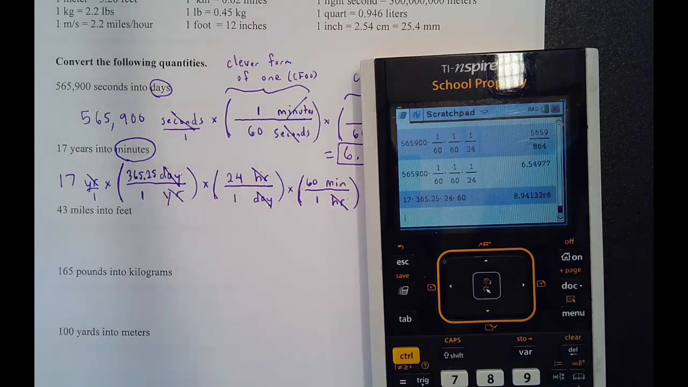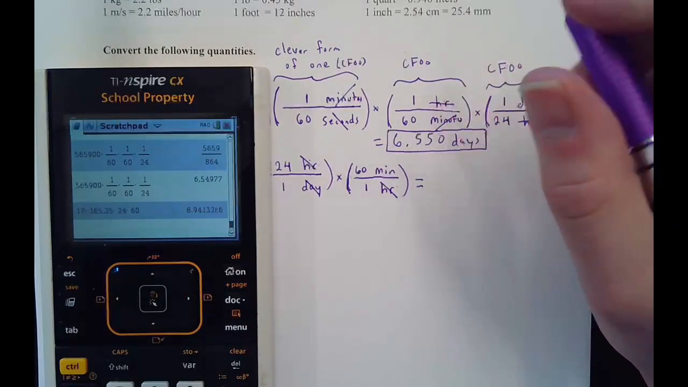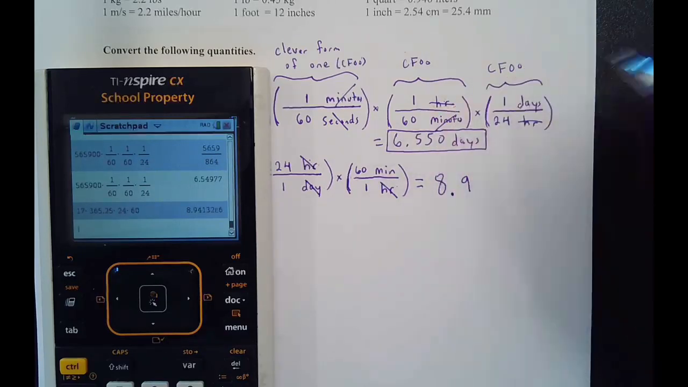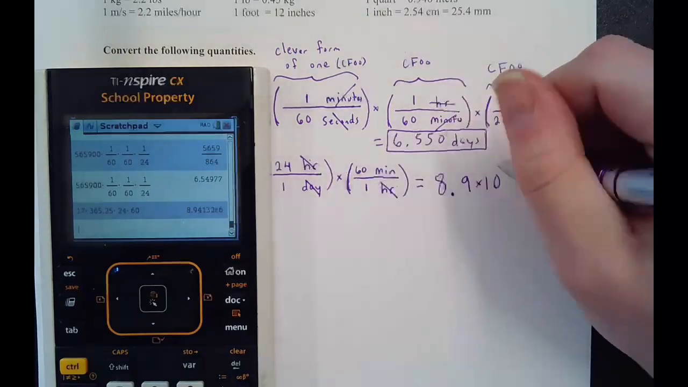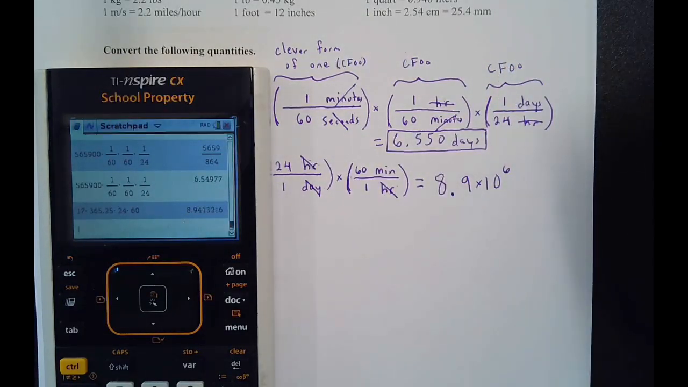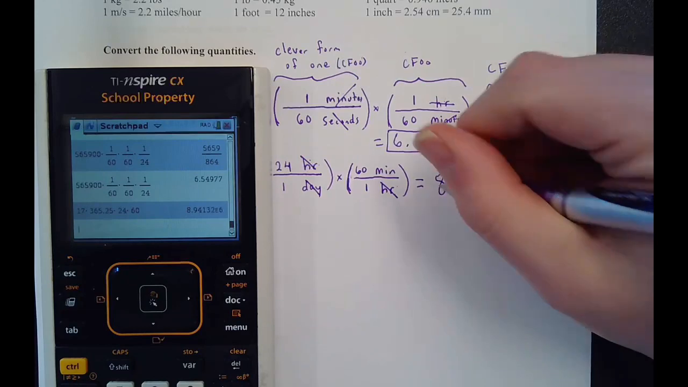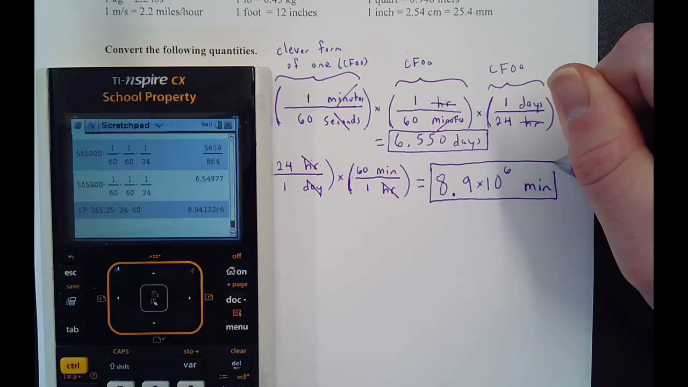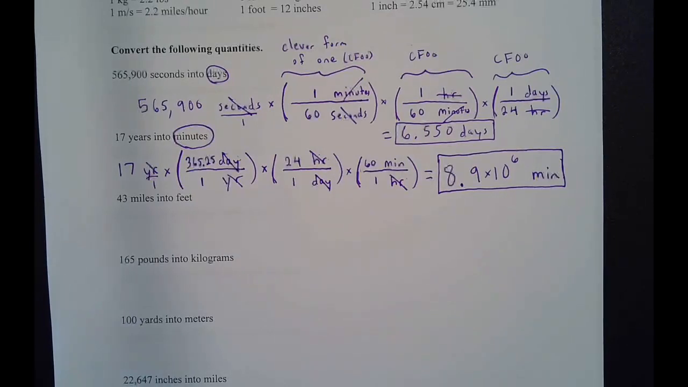So when I go to write that here, I'm going to write just 2 sig figs because 17 was my original number. So 8.9. E means times 10 to the, and then 6 means 6th power. So that's 8.9 times 10 to the 6th minutes in 17 years to 2 significant figures. So overall, that's what my calculator looked like when I did this calculation. Those were the time ones.